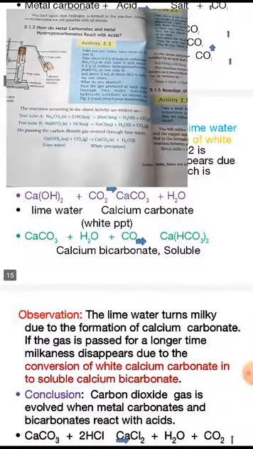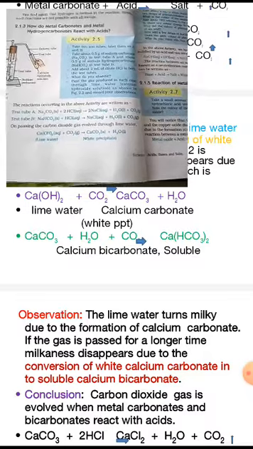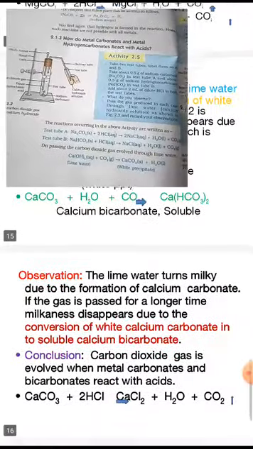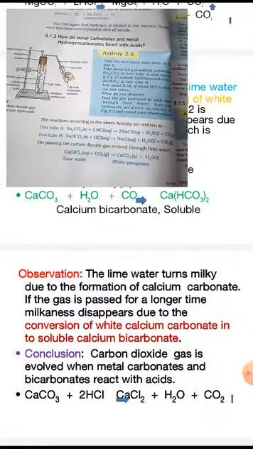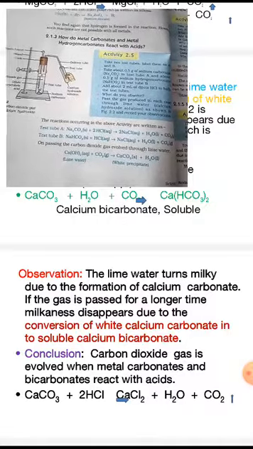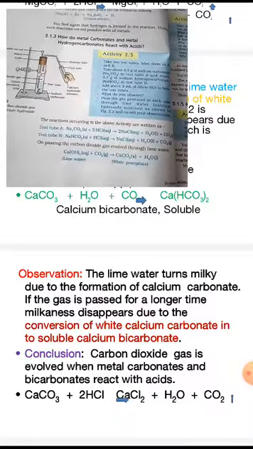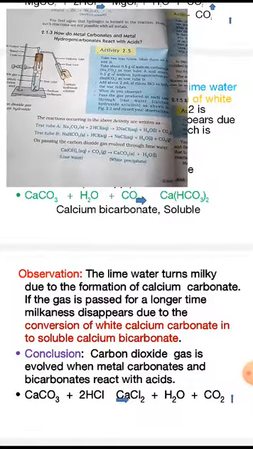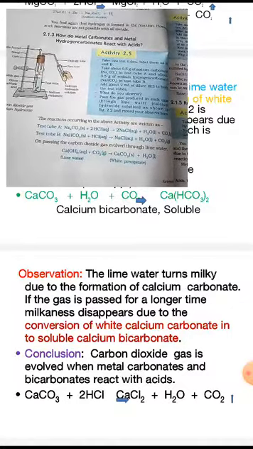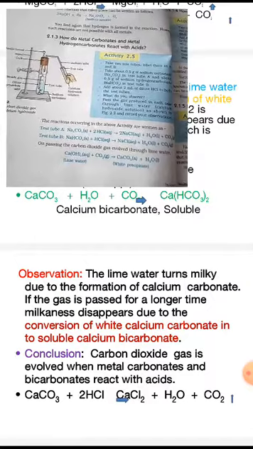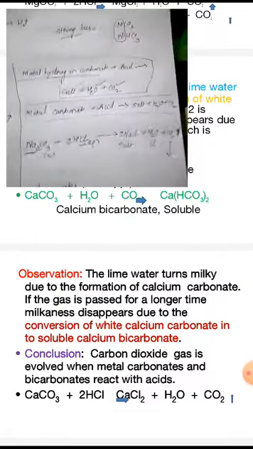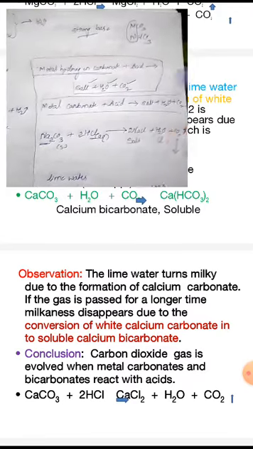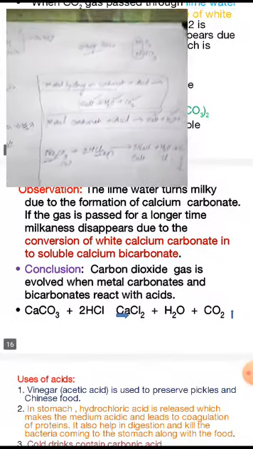So this is about how you can test whether the released gas is carbon dioxide or not, which is generally asked in the exam. Say in the observation: the lime water turns milky due to the formation of calcium carbonate. If the gas is passed for a longer time, the milkiness disappears due to the conversion of white calcium carbonate into soluble calcium bicarbonate. What we can conclude from this experiment: carbon dioxide gas is evolved when metal carbonate and bicarbonate react with acid. The final result is that when a metal carbonate or metal bicarbonate reacts with acid, it produces salt, water, and carbon dioxide.